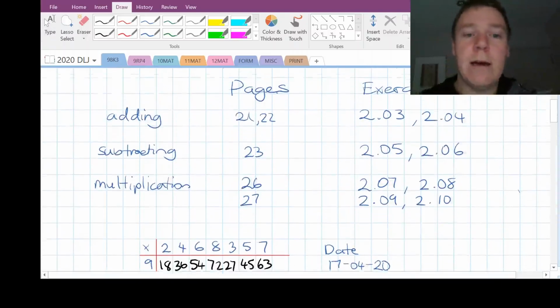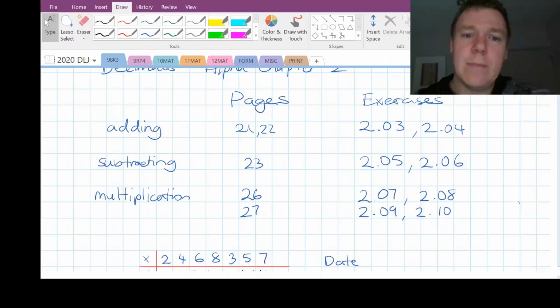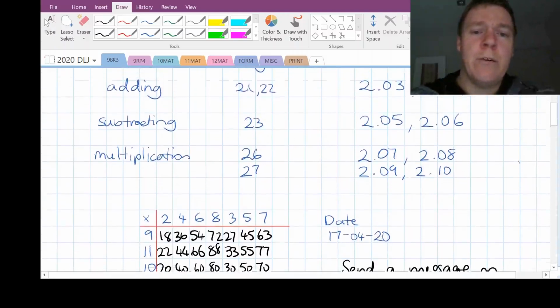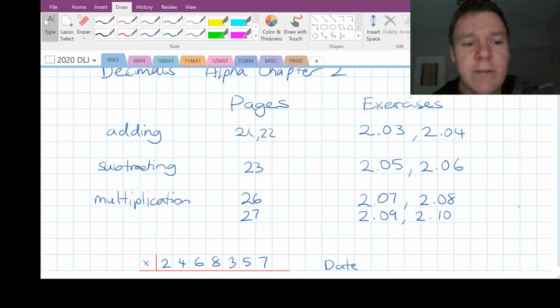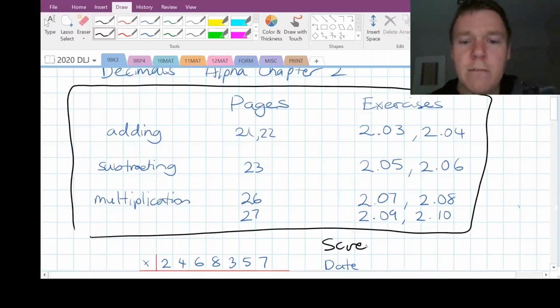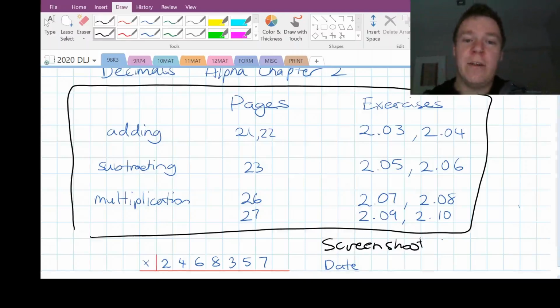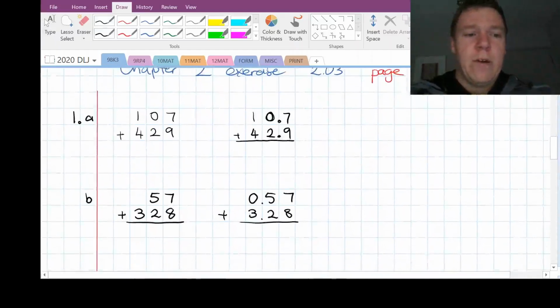Today I was going to do a bunch of problems on adding, subtracting, and multiplying decimals. So that's what we're going to do today. I'm just going to leave this up because I would take a screenshot of this page, because that's all the stuff that we're going through, and you can use these numbers to track down the exercises. Let's get started.